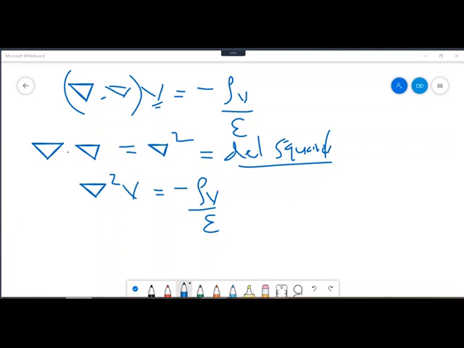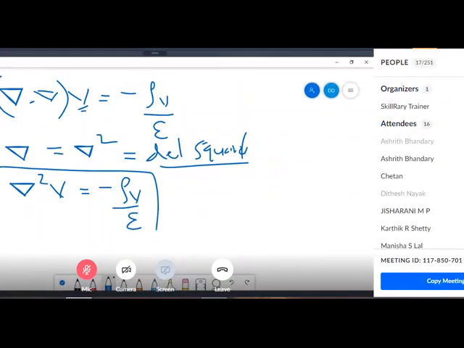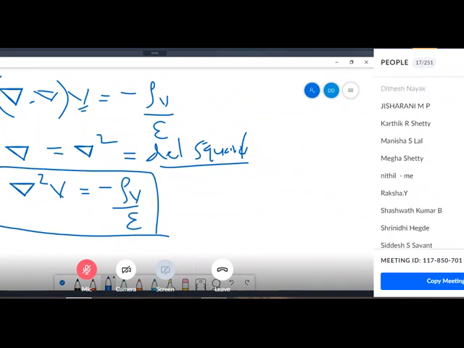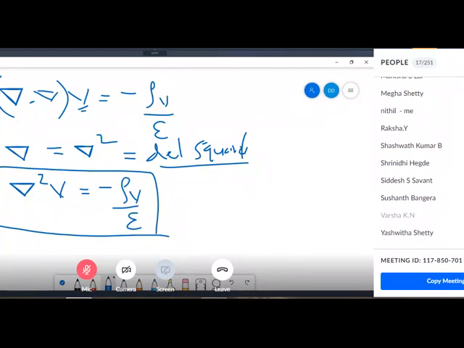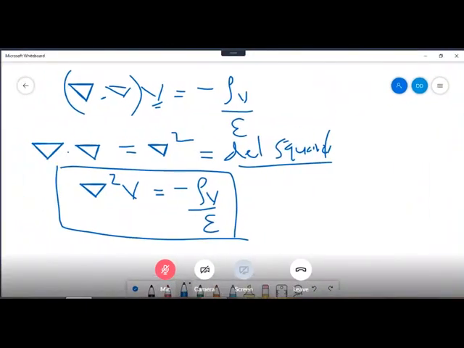Clear? Put it in a box. This is Poisson's equation. So del square V equal to minus rho V by epsilon is known as Poisson's equation.